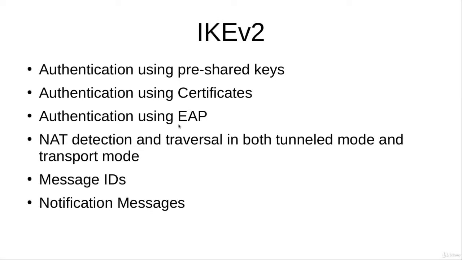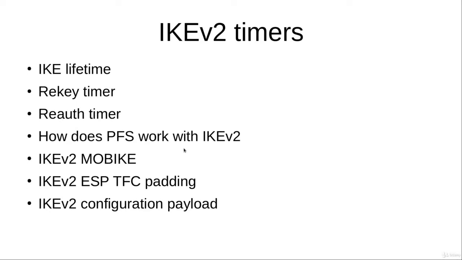We will then explain how NAT detection works in IKE version 2 in both tunnel and transport mode, going over what notification messages and payloads are. We will then understand IKE version 2 timers and what the different lifetimes IKE version 2 allows are. We also explain how PFS differs between version 1 and version 2. We will explain the mobile IKE extensions. Also, we will go over IKE version 2 concept of TFC padding and configuration payload.